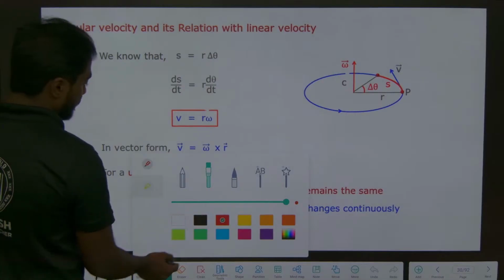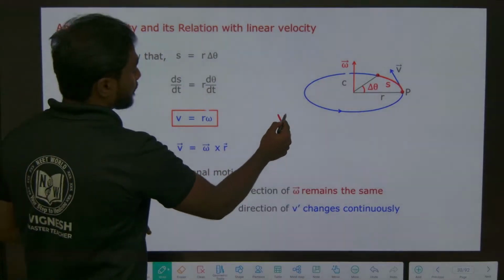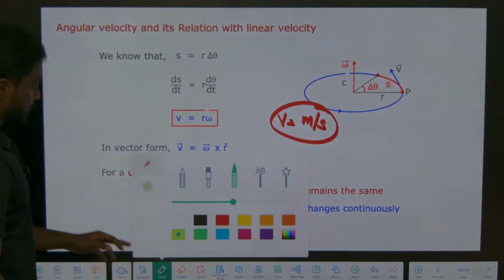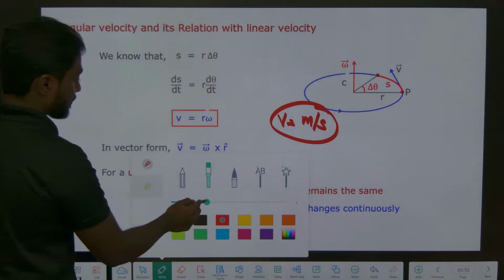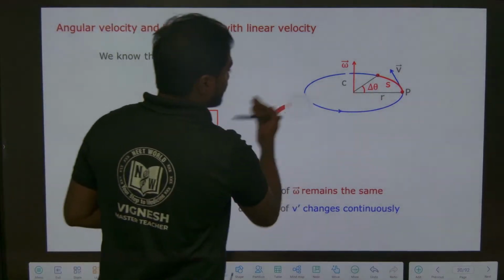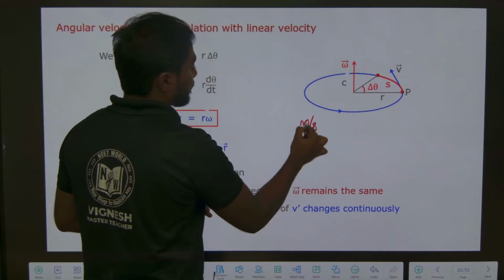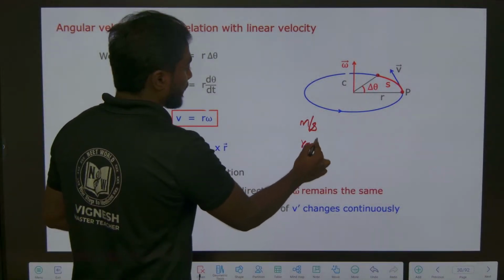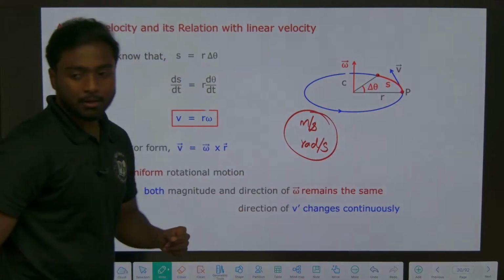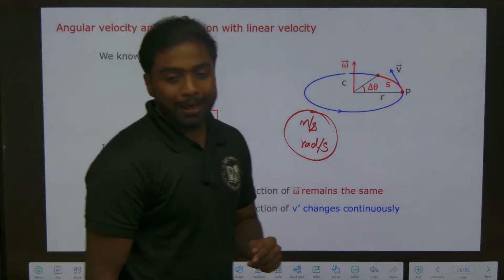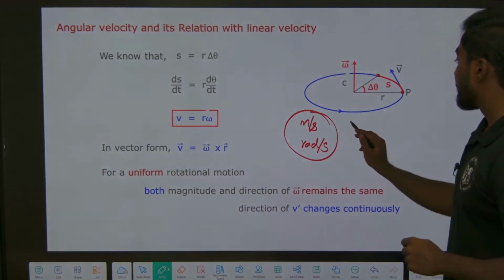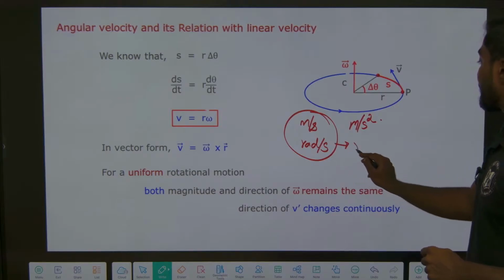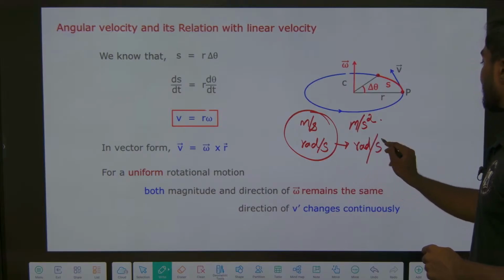If we see the SI unit, we know the SI unit of velocity is meter per second, whereas for angular velocity it is radians per second. Similarly, acceleration is meter per second square, and for angular acceleration it is radians per second square.